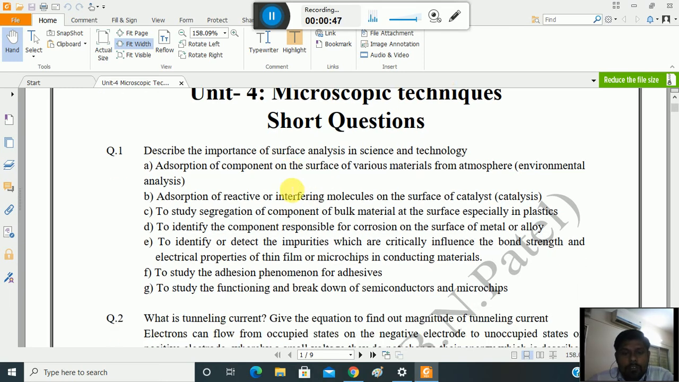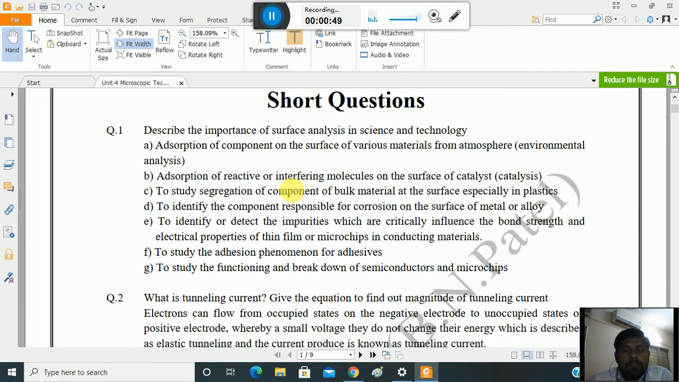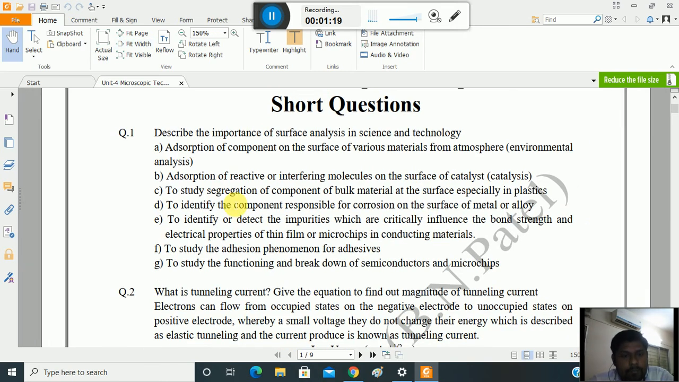Now, short question number 1: describe the importance of surface analysis in science and technology. You must memorize all these points. The weightage of the question is either 3 marks, or sometimes 2 marks in a short question. Point number 1: the adsorption of a component on the surface of various materials from the atmosphere, which is in environmental analysis. Second: the adsorption of reactive or interfering molecules on the surface of a catalyst, which is the branch of catalysis.